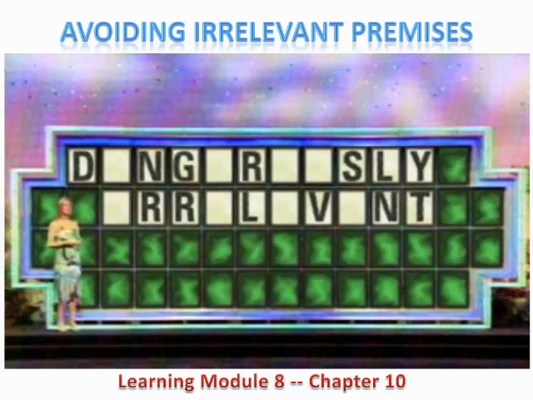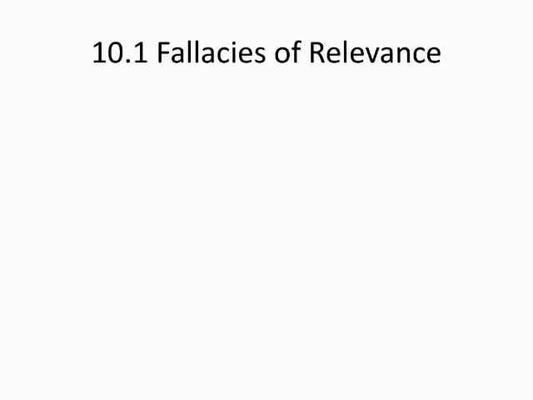This image from the Wheel of Fortune captures our theme in this lecture very well. We'll be encountering some dangerously irrelevant arguments. In the past few learning modules, we've looked at a great number of fallacies, which are mistakes in reasoning. We've seen fallacies that result from failed inductions, faulty presumptions, and unclear language.